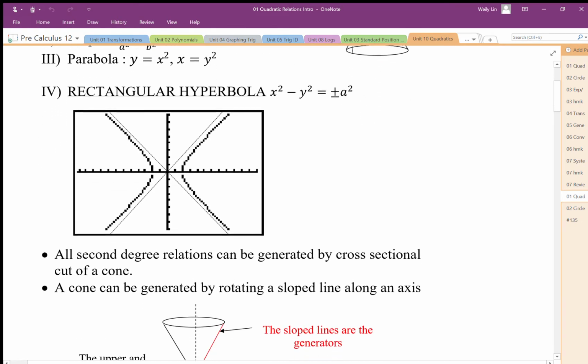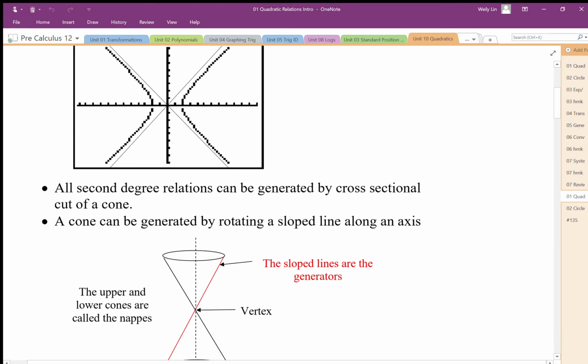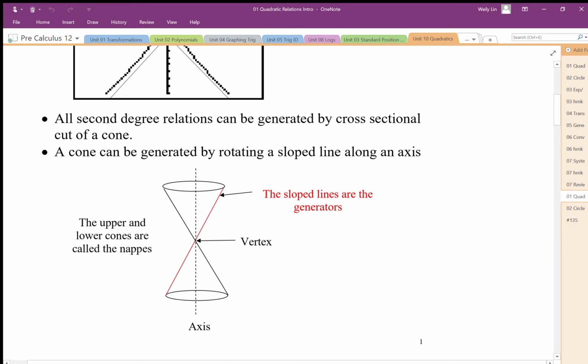So again, all these second degree relations are going to be generated by a cross section of a cut of a cone. So if we slice through this cone in different ways, we'll get different quadratic relations. The way we generate this cone is, imagine having this line here, a diagonal line, and rotating it around an axis. We're going to generate a top cone and a bottom cone. These surfaces are actually called napes, and this line is called the generator. And different slices will give us different shapes.